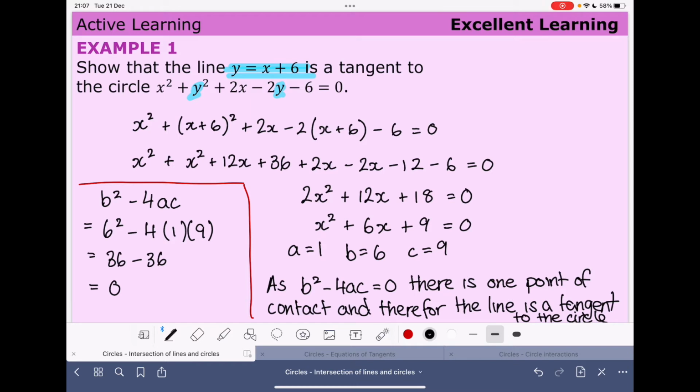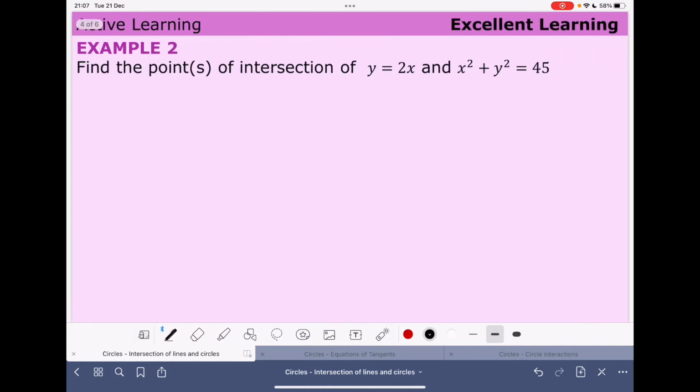and in this case we're showing the line as a tangent to the curve. Okay, example 2. What we're going to do this time is find the points of intersection, but we're going to see a lot of similar skills going on here. We're going to be starting by substituting in the line, y equals 2x, and we're going to be substituting in for y again because we've got the line in the form y equals, so we can replace y easily.